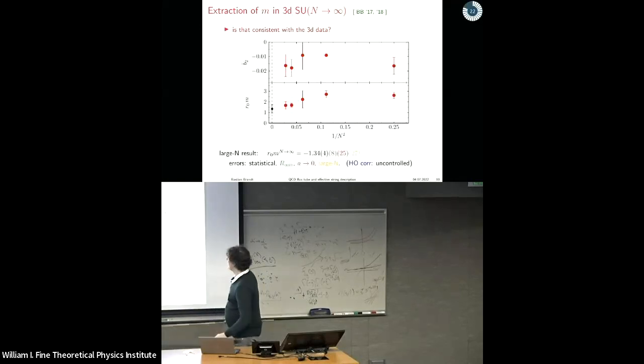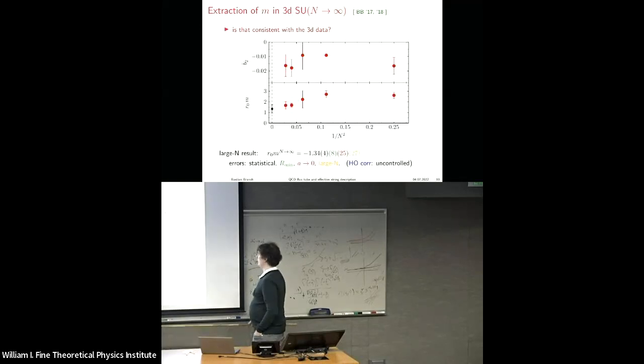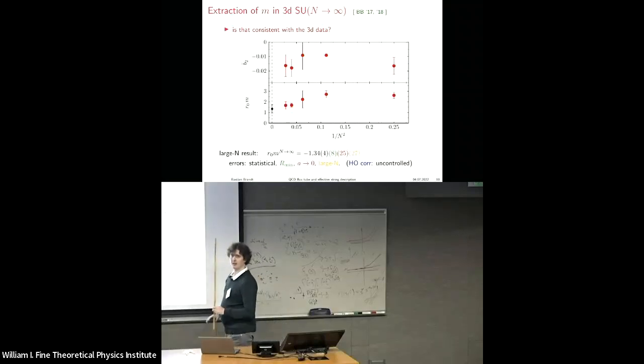And we get a value, again, with all the error budget, which is minus 1.34 in these units. Okay, so here now controlling the higher order corrections is much harder because you anyhow have one more parameter. So I was not able to do that sufficiently. So I don't give an error for that. But the rest of the error budget is still there.